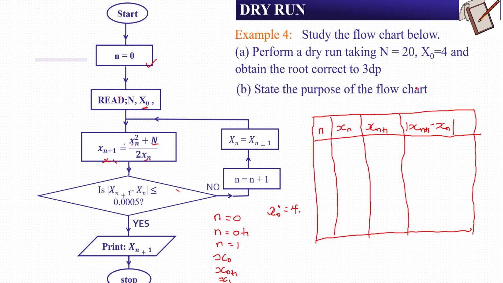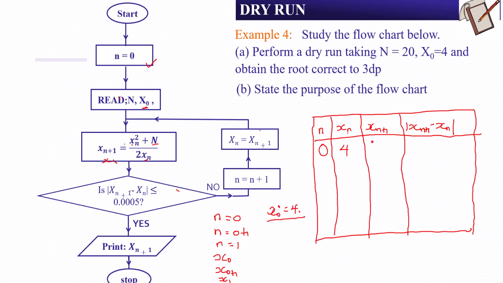So our initial value of n is 0. So we put a 0 here. And then our xn, our x naught, because this n is 0, so this x will be x0. Then our x naught, this x now becomes x naught because the value of n is 0. So this is x naught. And our x naught is 4. So we write a 4 here. That is our x naught.